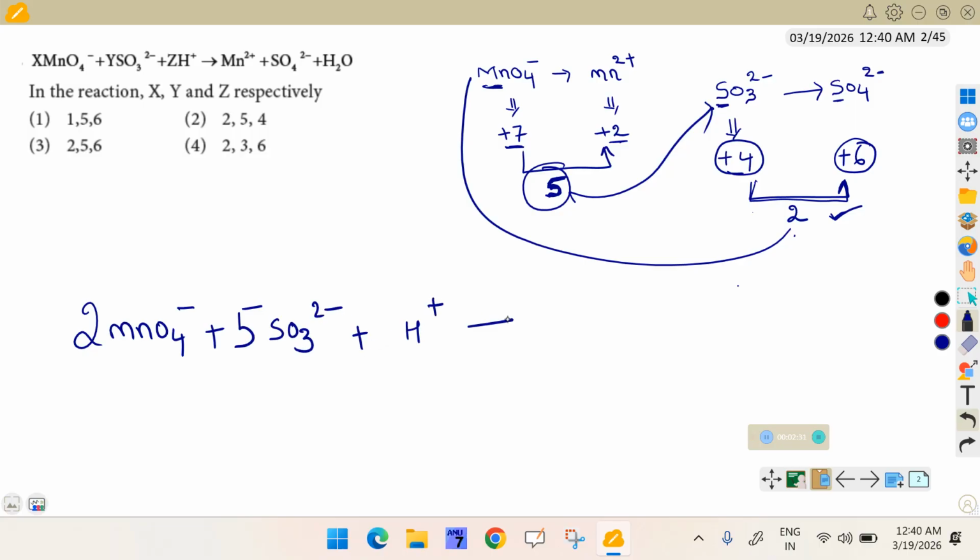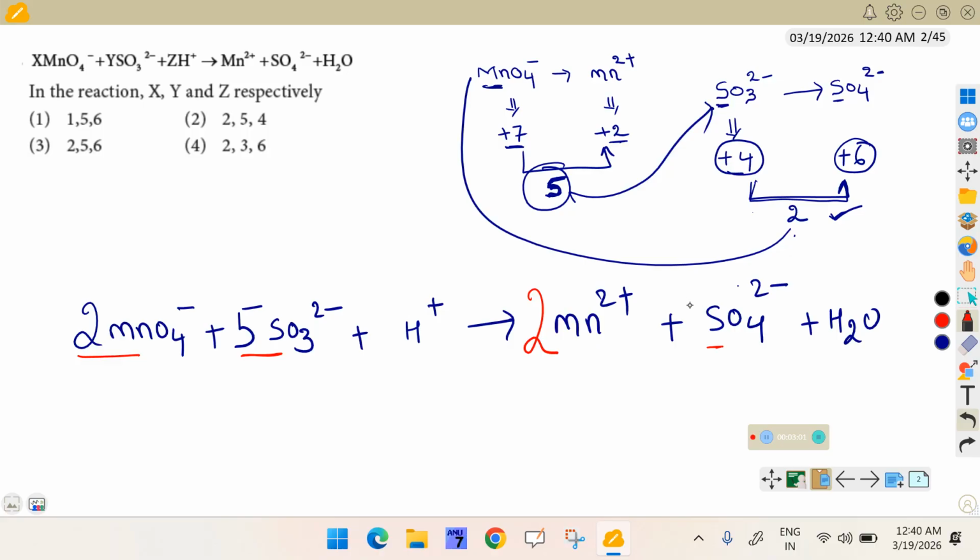plus gives rise to Mn2 plus, SO4 2 minus plus H2O. In the reactant side, 2 manganese atoms are present, but product side only 1 manganese atom is present. So multiply the 1 by 2, then the number of moles of manganese remains the same. In the reactant side, total number of sulfur atoms is 5, but in product side total number of sulfur atoms is 1. So multiply product side by 5.